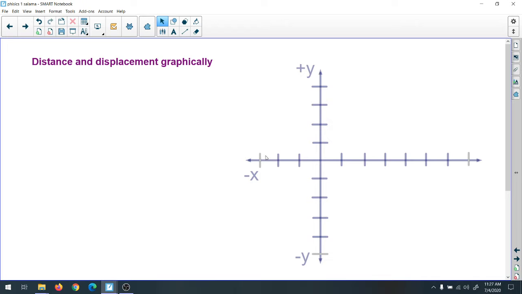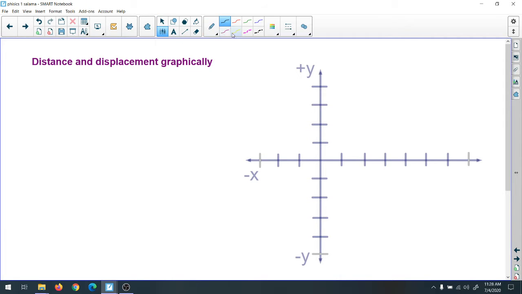Okay, let's continue with distance and displacement graphically. We'll try to explain the difference, because some of you say, oh, it doesn't make sense, it's still distance. When they go over displacement, they say, oh, no, it's still distance. Actually, there is a big difference between distance and displacement, so I'll explain them graphically.